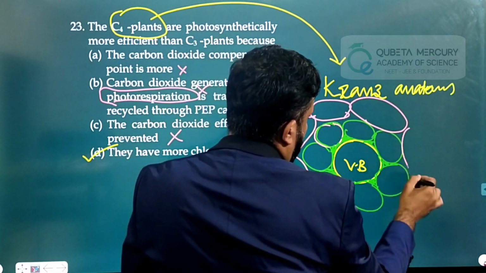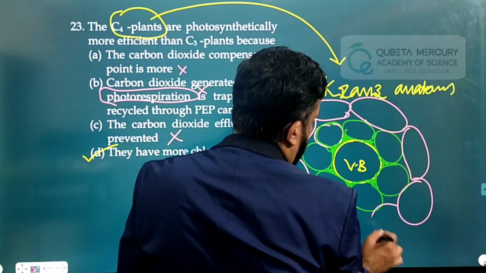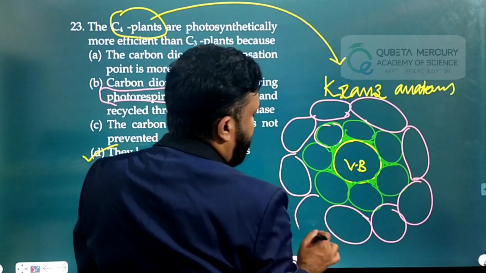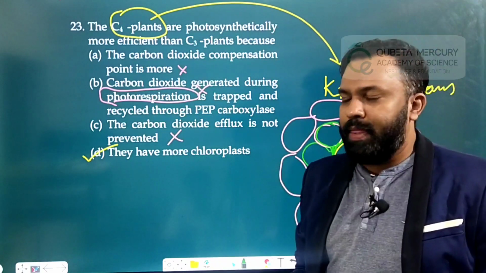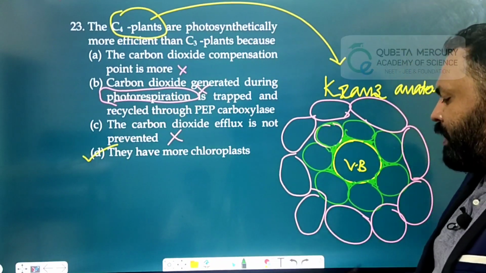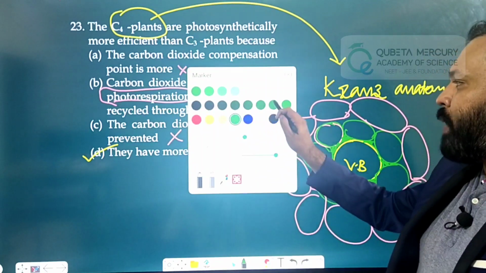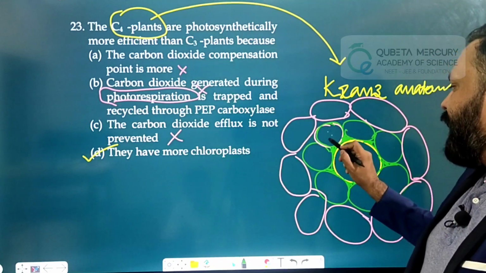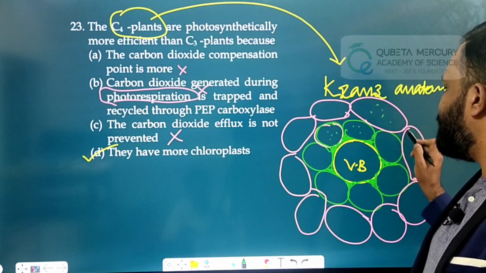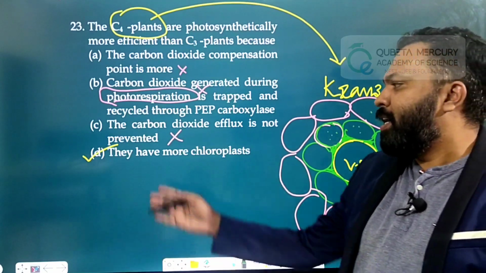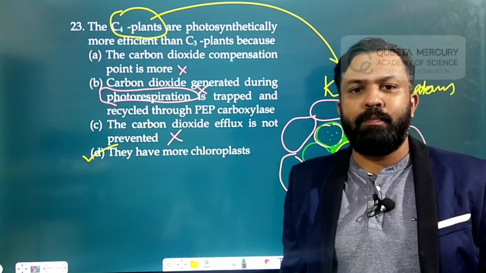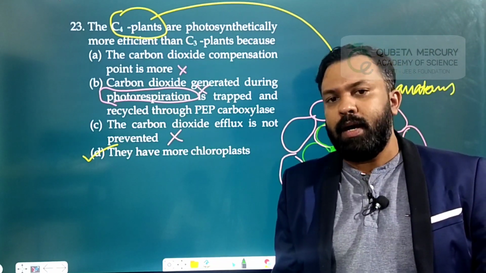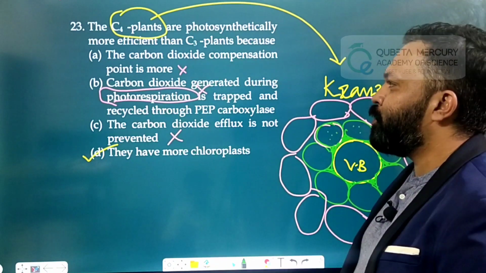They show the Kranz anatomy, the wreath-like anatomy, where the central vascular bundles are surrounded by bundle sheath cells and even surrounded by the mesophyll cells, and thus the chloroplasts will be in both mesophyll cells and the bundle sheath cells. Thus the chloroplast amount is much more in the C4 plants, and thus their efficiency is higher compared to the C3 plants.